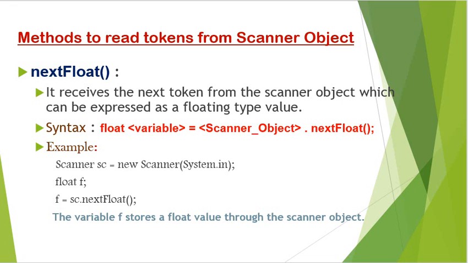Now the syntax is that first we have to create the data type, float, then the variable name, then equals to, then the name of the scanner object, then dot, then the function that we have to use, nextFloat. This function receives the next token from the scanner object, which can be expressed as a floating type value, and stores it into a floating type variable.